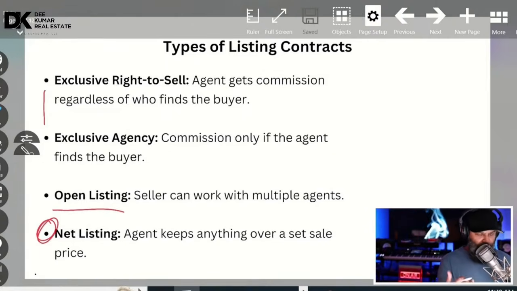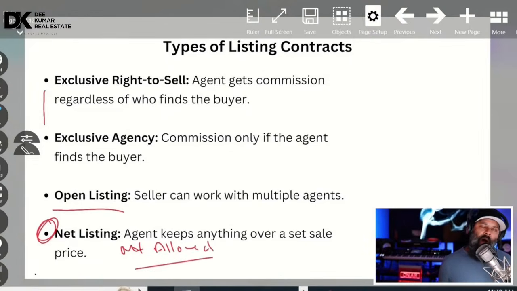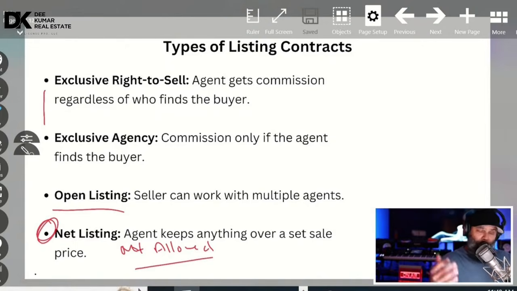So let's do this from the back. The net listing first: the agent keeps anything over the set sales price. So net listings in many states are illegal or prohibited, so these are not allowed. The reason why is it could adversely impact valuation in areas, because the motivation is not in alignment with the fiduciary obligation. So a seller might come to me and say, look, Dee, all I want to make is $2 million. Anything you can sell this place for above $2 million, you can keep. So I sell the asset for $2.5 million in a really hot real estate market.